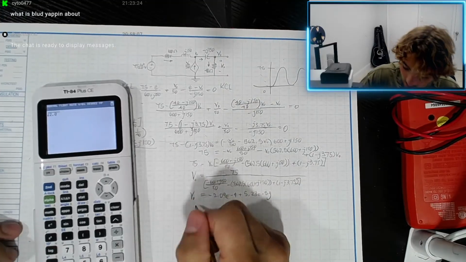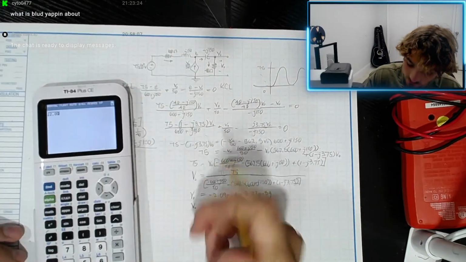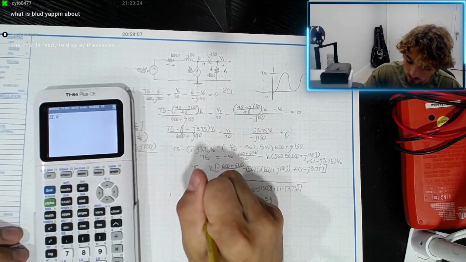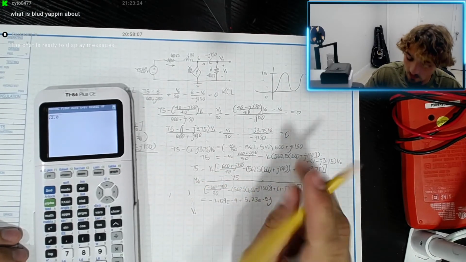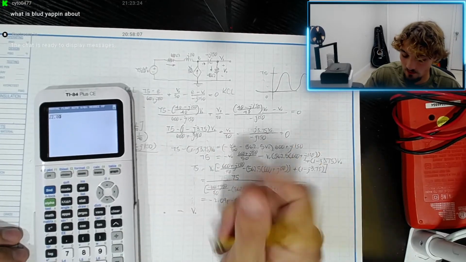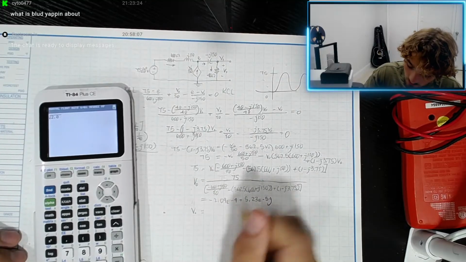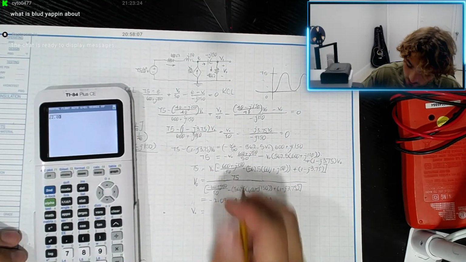Oh, and the way that we do that is, none of this was actually phasor form, so we shouldn't have rho V out like that. We should write it like this. Wait, no, it was phasor form, just rectangular coordinates. That's true. Never mind. So we'll go like that. Equals.